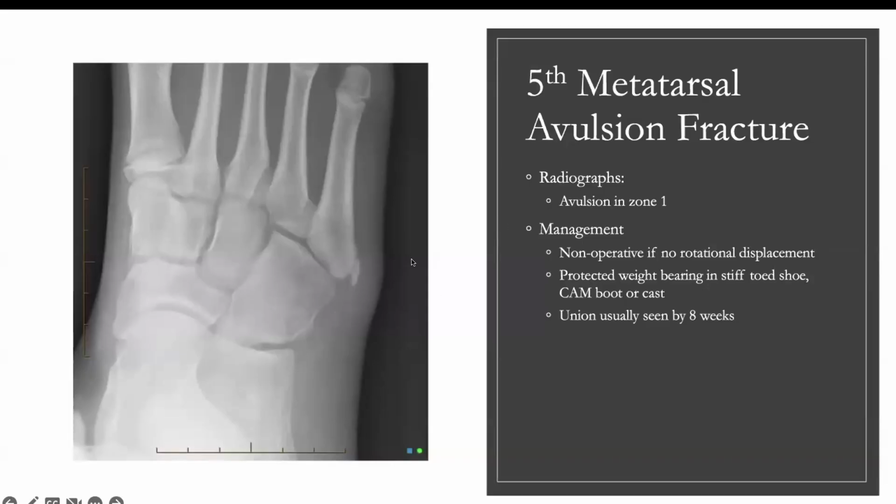These athletes can be managed non-operatively if they don't have any rotational displacement of that avulsion. We can put them in a cam boot, and we're usually going to see that union by 8 weeks.